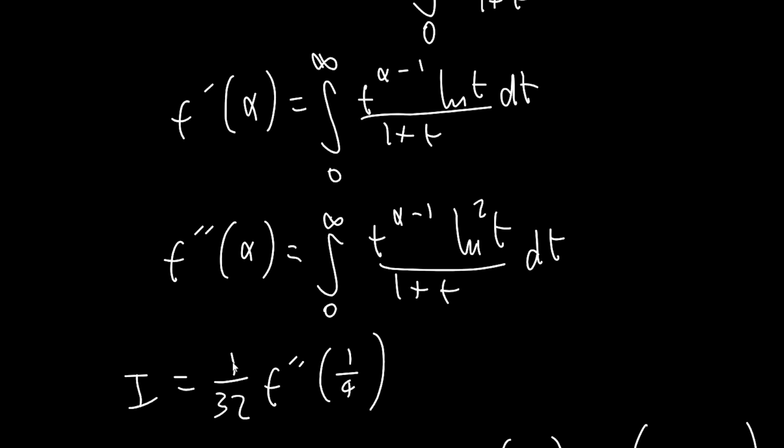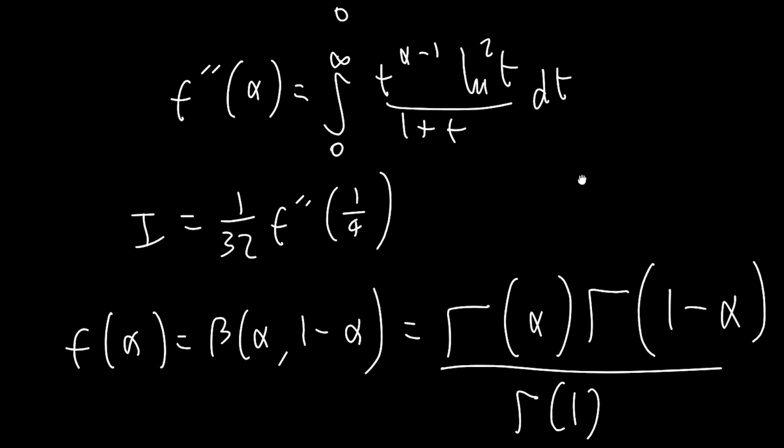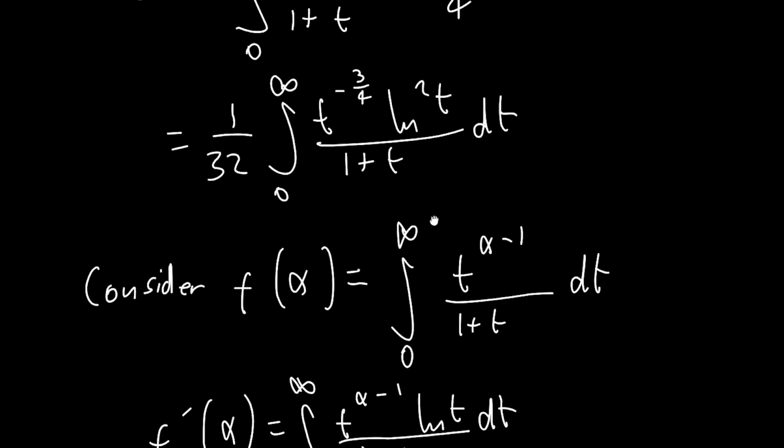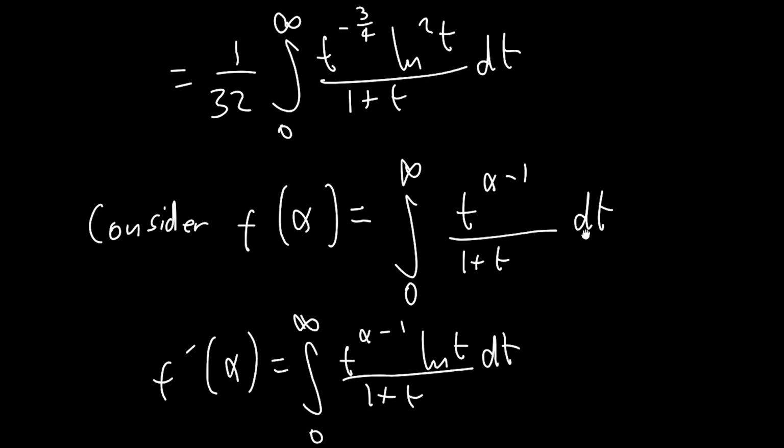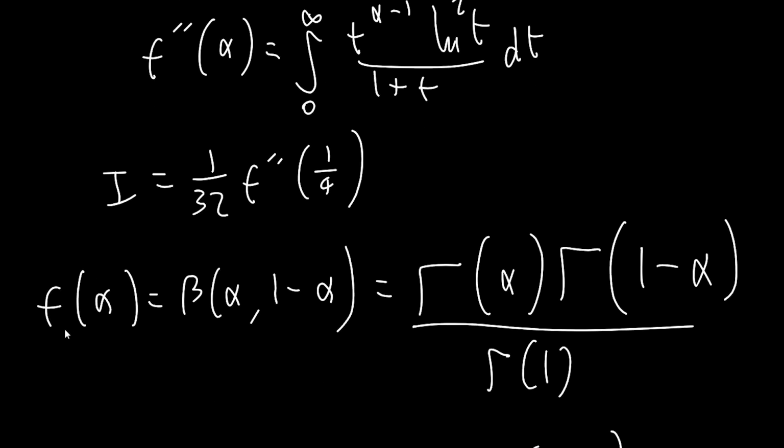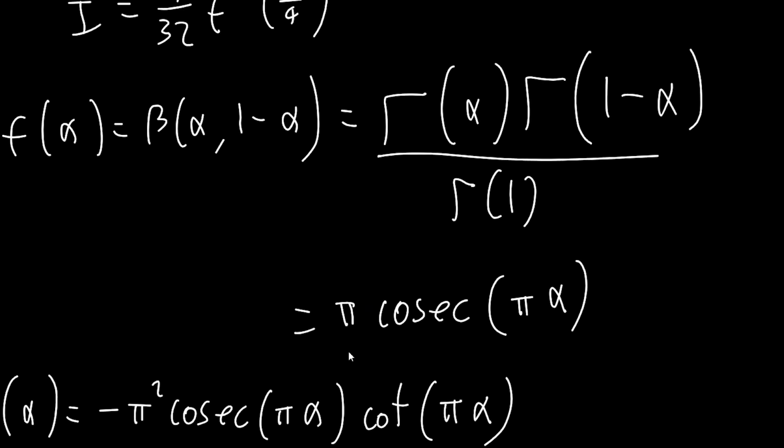If we take a 1 over 32 in front of it and plug in a quarter into alpha, this is what we have. And this integral here is actually F of alpha. This is actually just the beta function as well. So F of alpha equals beta of alpha, 1 minus alpha, which is gamma alpha times gamma 1 minus alpha over gamma 1. And gamma 1 is just 1, and then we can use the Euler reflection identity for the numerator to say this is pi cosec pi alpha.